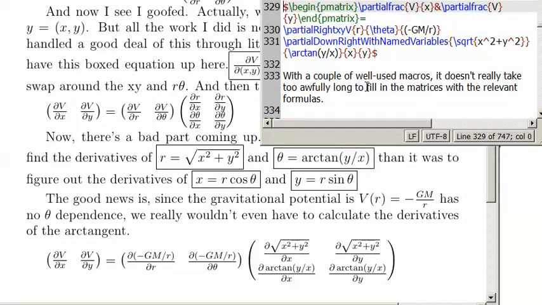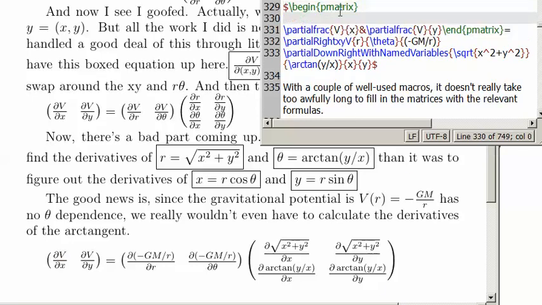Okay, with a couple of well-used macros, it doesn't take too awfully long to fill in these matrices with the relevant formulas. We have that del V del x, del V del y, they stay the same, and I've got that here. I should call it partial x,y,v, and we'll plug in x, y, and v, and that's all of that.